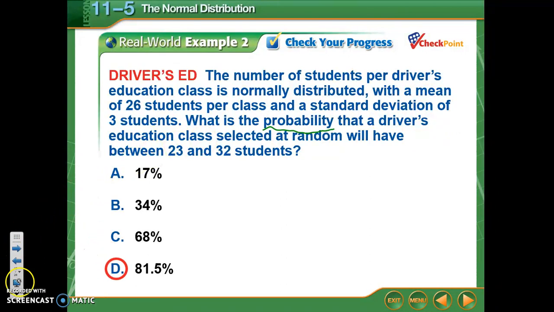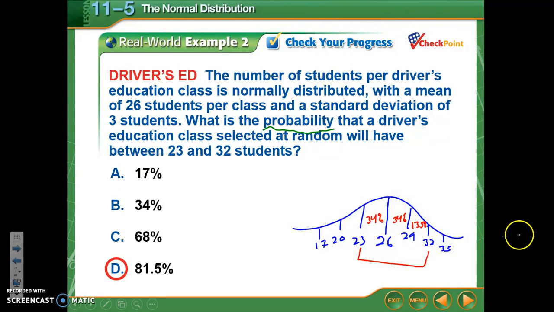All right, your answer here should be D. And this is an example of how you could have figured that out. Between 23 and 32 students, 23 is 1 standard deviation below, so I know there's 34% between the mean and that number. Then from 29 is 1 standard deviation below, that takes another 34%.